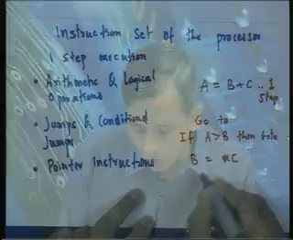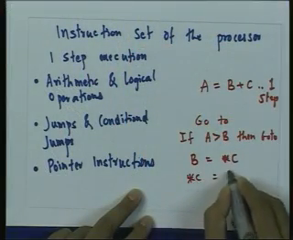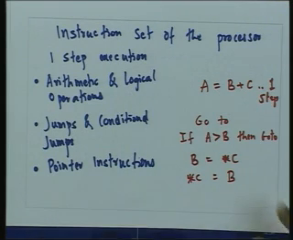Okay. I can also have a store based on pointers. So say, for example, I could write star C is equal to B, and both of these will also be executed in a single step. All of these algorithmic actions will take just one step.